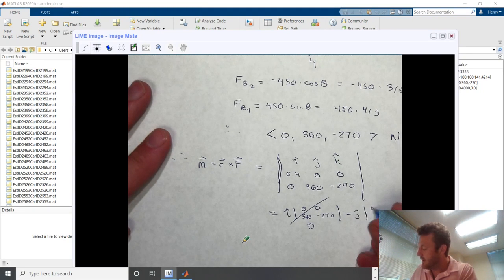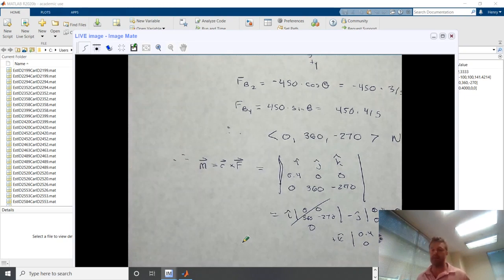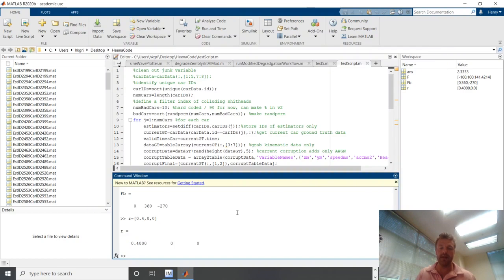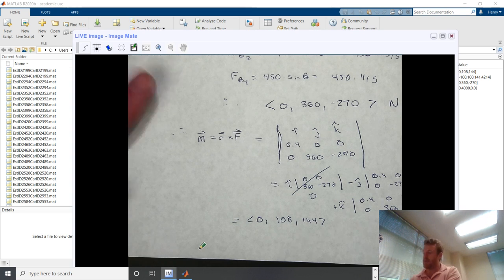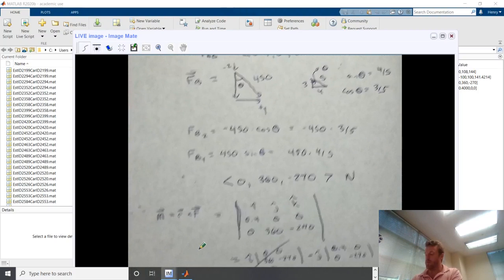Minus j hat, determinant of 0, 4, 0 and minus 270, and then plus k hat, determinant of 0, 4, 0 and 360. So you are going to have a j and a k component, but it's a little bit easy because you don't have that i component. I can show that by just taking the cross of R and FB, and I get 0 x component, as I knew, 108 y component, and 144 z component. And that will be in units of the force times the units of the position vector. So newton meters.